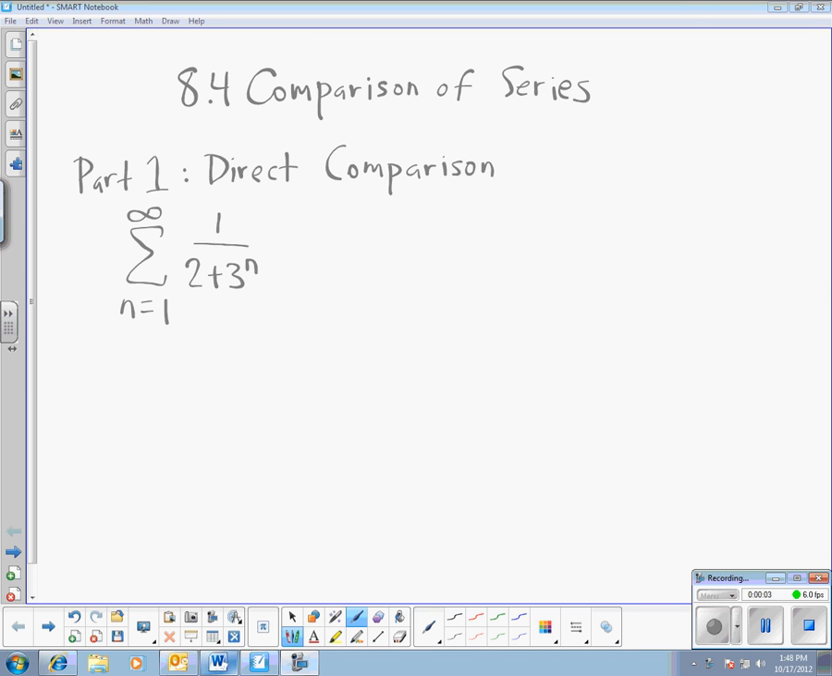Hey, my friends, this is section 8.4, AP Calc 2, Comparison of Series. We have been learning different ways to sort out the series whose terms go to zero.